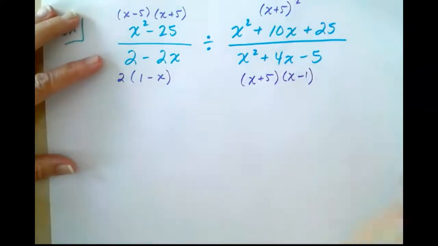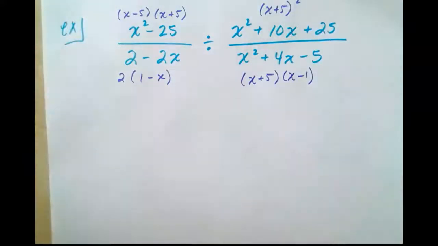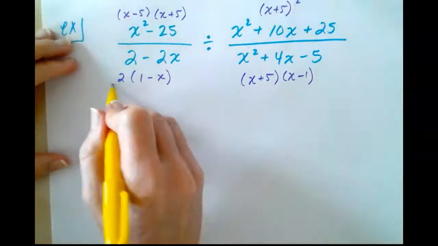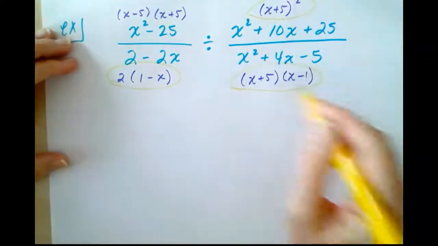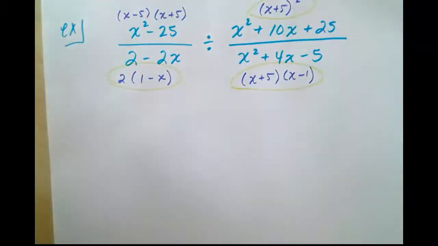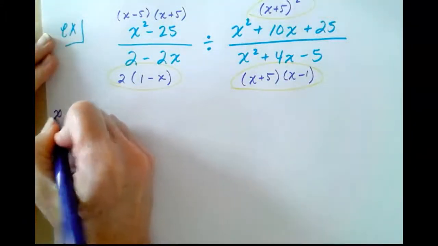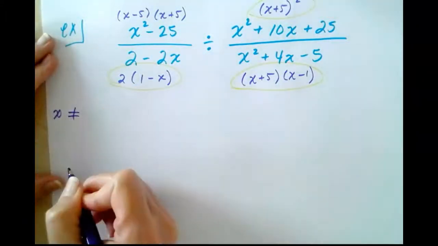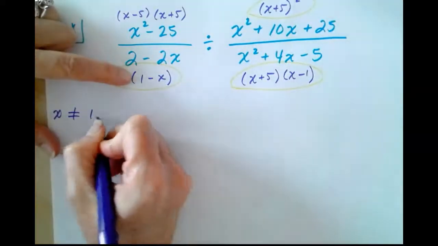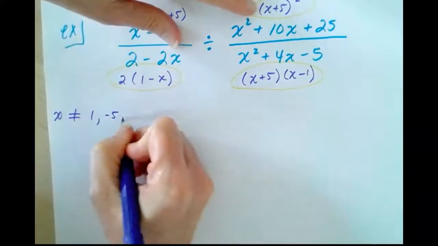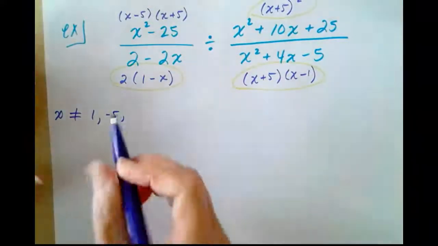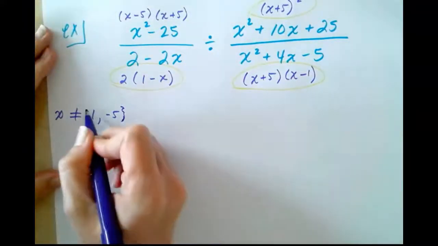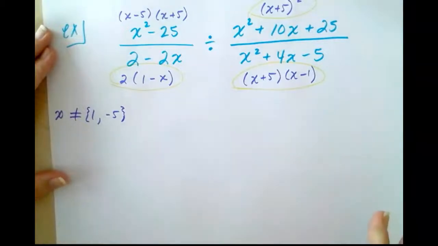Now, before we go anywhere, think about the domain restrictions. We've got to consider this expression, this one, and this one. So our domain restricted values, x cannot equal 1, negative 5, negative 5, and 1. Looks like we've got them. Don't even need that last comma there. Those are our domain restrictions.